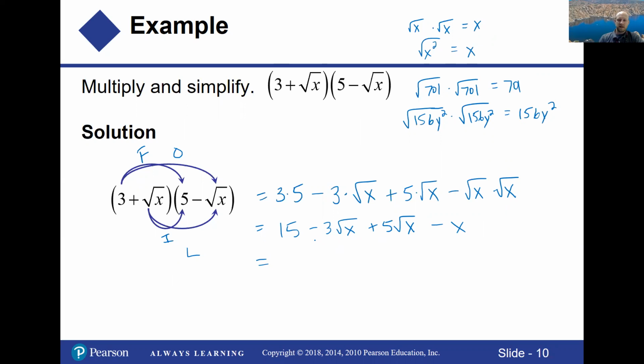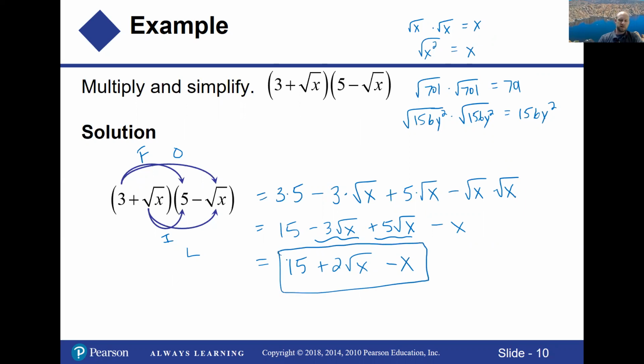What can I do? Well, I have like radicals. Minus 3 square root of x, and then plus 5 square root of x. So I have 15. These two combine to be a 2 square root of x, and then I have minus x at the end, because I have a -3 plus 5. -3 plus 5 is +2. Keep the radical.